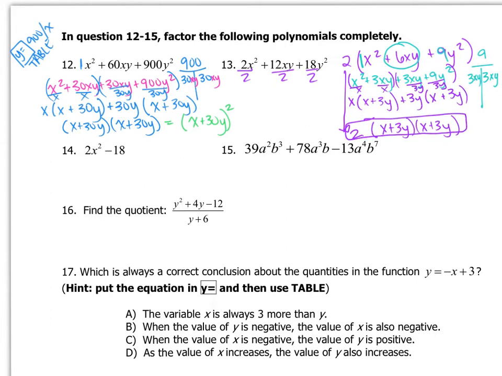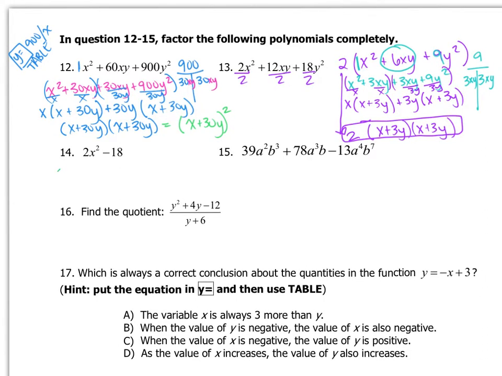On number 14, that is a difference of, well, it's not a difference of squares yet, but I do notice that there's a GCF. So I'm going to take out a 2.